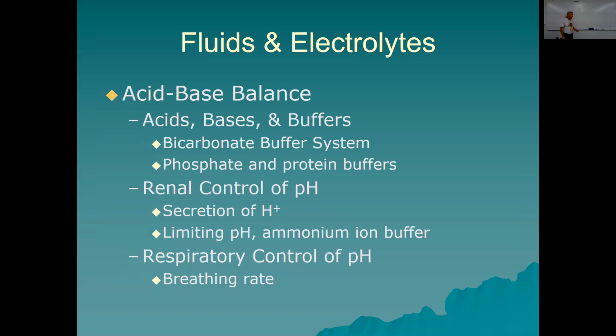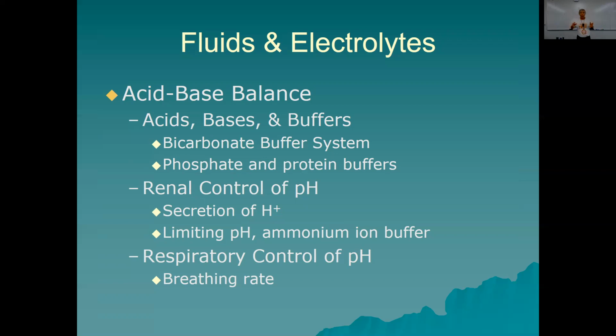Okay, acid-base balance. A buffer is something that minimizes a pH change. We've got buffers all over our body because pH is a really important homeostatic variable. You have the bicarbonate buffer system in blood. You have phosphate and protein buffers in cells. That phosphate is mostly found in cells, and protein in cells and in blood plasma. They're buffers.